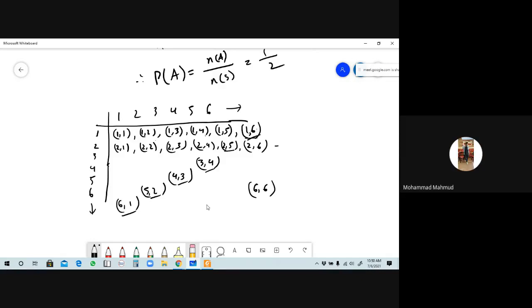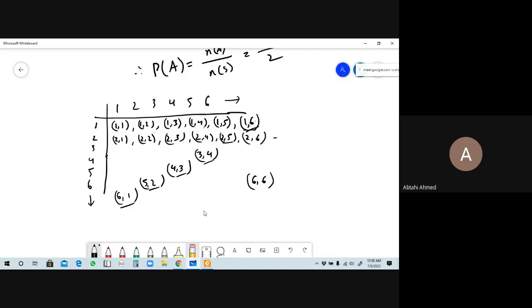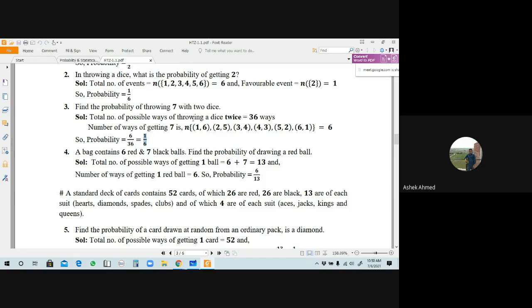Sir, for the first or second problem, do we have to write all the steps you followed, like favorable outcomes or sample space, every time? First of all, you have to write the minimum, at least the outcomes for which you will get 7 here. At least you have to write this result. So we have to show the working, but not everything needs to be written. Okay, sir.